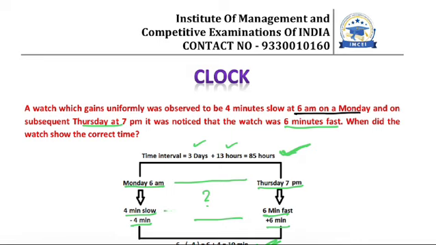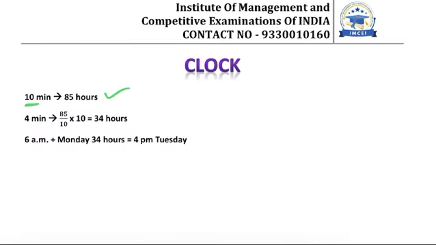Now if we can move it 4 minutes plus, it will become neutral and it will show the actual time. So to make it 4 minutes fast, we need 34 hours using unitary method. So 6 a.m. Monday plus 34 hours, that is 4 p.m. Tuesday, the clock was showing the correct time.